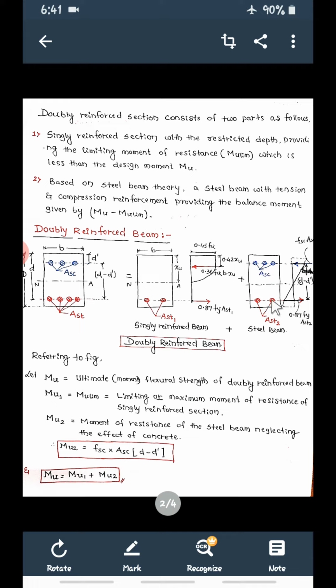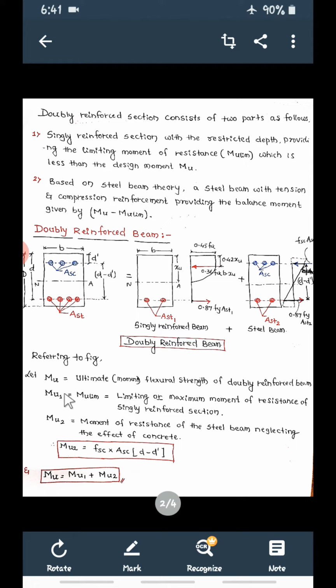What is the moment at this point? Force is FSC into ASC, and the perpendicular distance between this force and this point is D minus D dash. So MU2 is equal to FSC into ASC. This is a force; stress into area is force. So force into perpendicular distance, that is D minus D dash. So MU2 equals FSC into ASC into D minus D dash. From this we can calculate MU2.